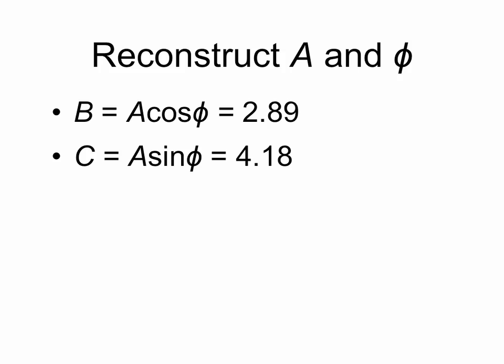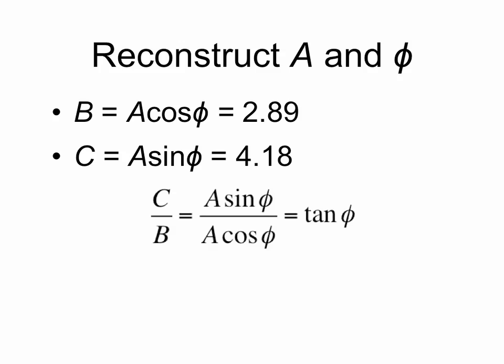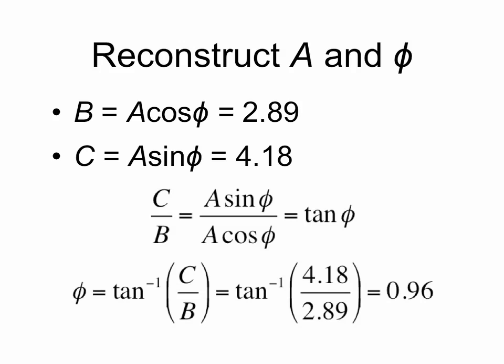And we can similarly reconstruct phi by, well, if we could get those A's to cancel, if we could divide c by b, then the A's will cancel, and we're left with the tangent of phi, because sine over cosine is equal to tangent. So we can get phi by taking the arctangent of c over b, and that gives us 0.96. So now we have both the amplitude and the phase.